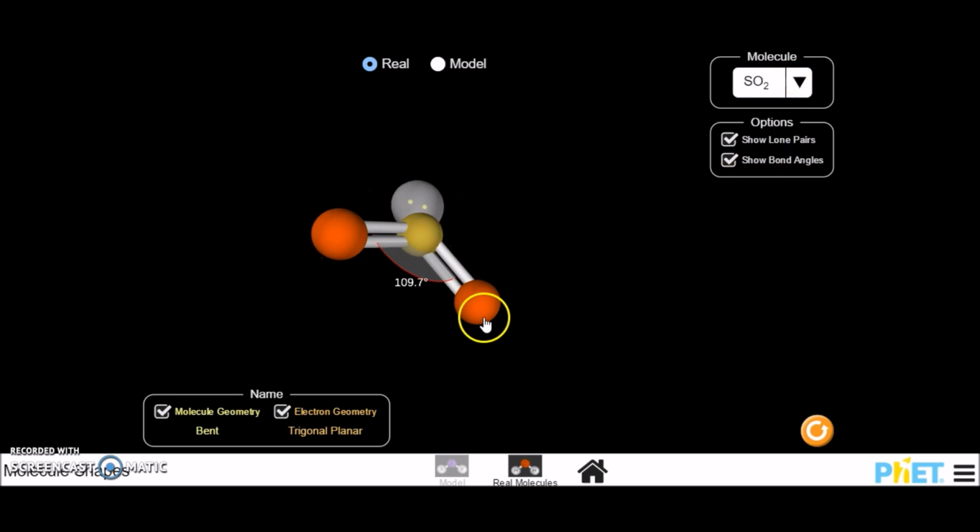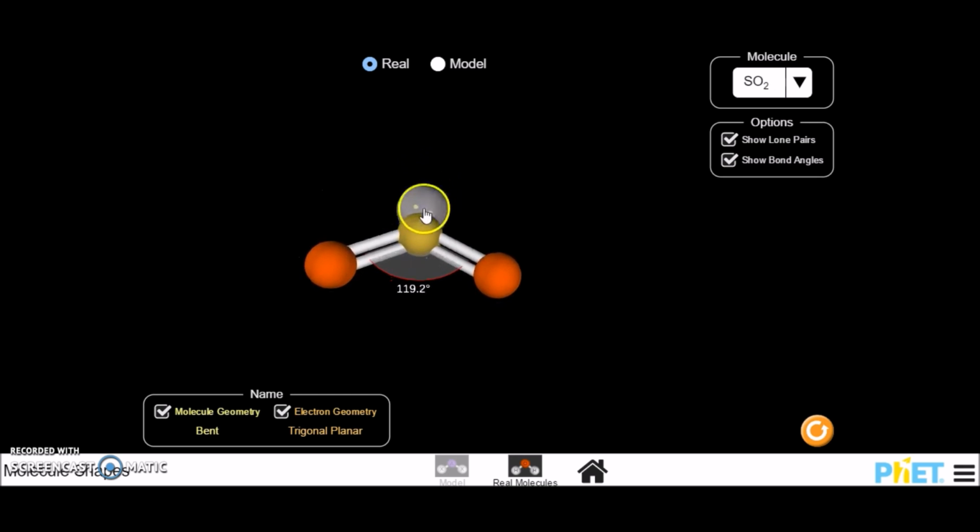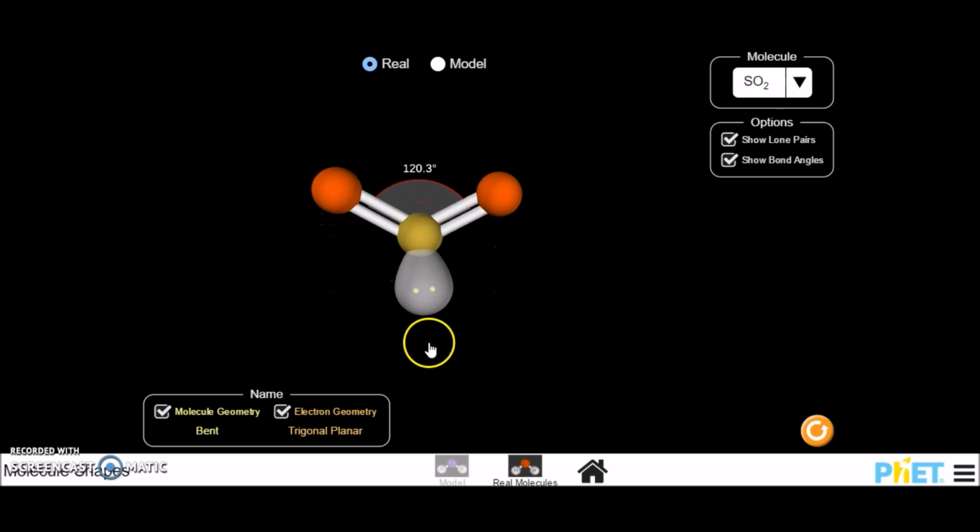Sulfur dioxide now. Here we have double bonds in between the sulfur and the oxygen. We have a bond angle of 119 and we have our lone pair up here. The electron geometry is going to be trigonal planar, but what we actually are going to see is that it's going to be a bent molecule.